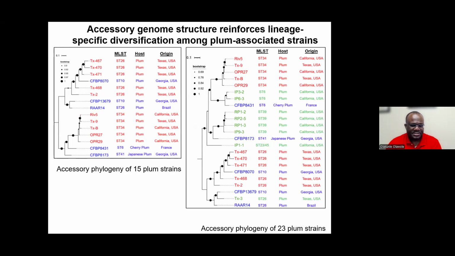What we found was that the accessory genome relationships closely mirror the sequence type assignment, with the newly added ST6, ST23/45, and also the ST39. So the gene content variation provides additional resolution beyond the core genome phylogeny.